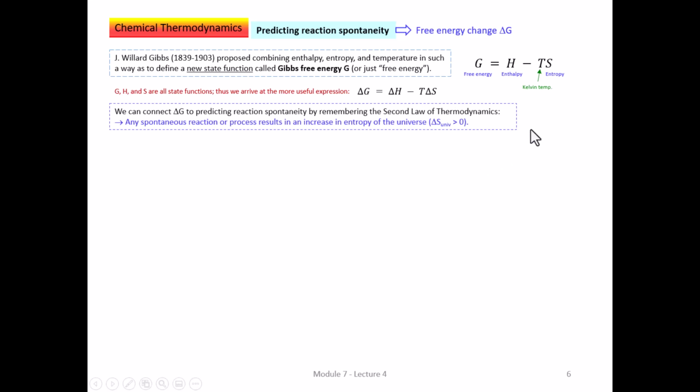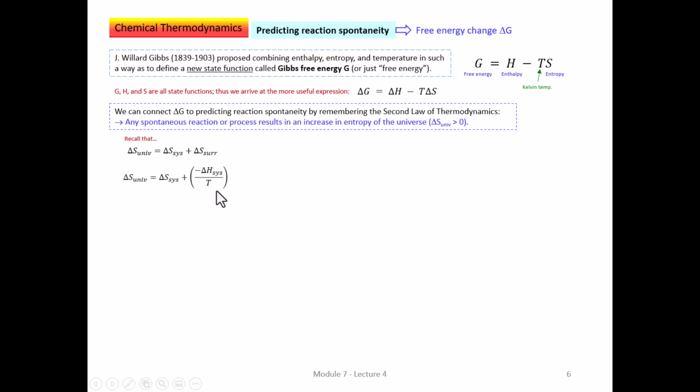We can connect the sign of deltaG with reaction spontaneity by remembering the second law of thermodynamics, which, if you recall, said that any spontaneous reaction or process results in an increase in entropy of the universe. Delta S of the universe is greater than 0 for any spontaneous reaction. If we write out the definition of delta S of the universe, it makes sense that it's a sum of the delta S of the system plus delta S of the surroundings.